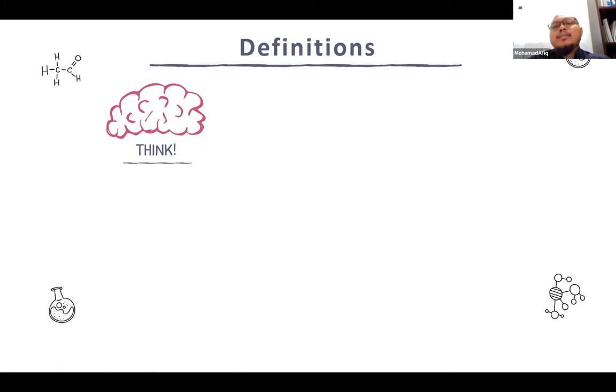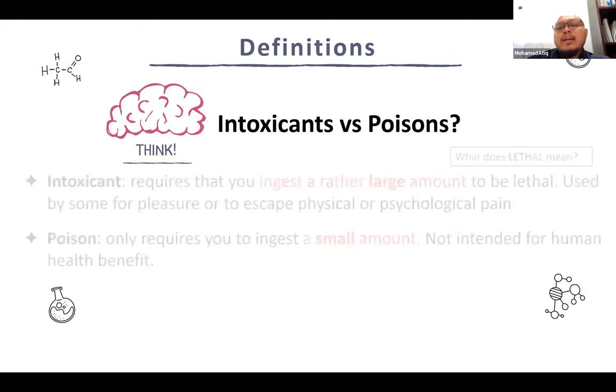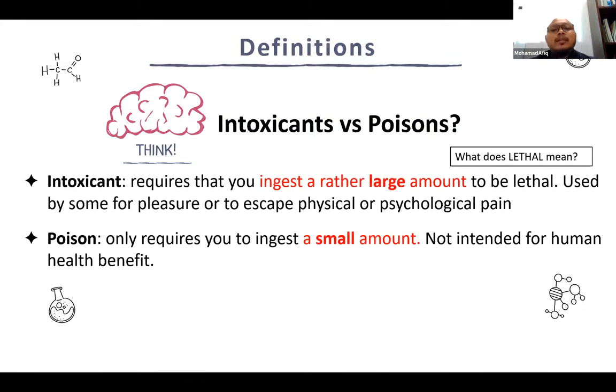The next one is intoxicants versus poisons. Intoxicants are actually used to give pleasure to humans, for example alcohol. Alcohol requires you to ingest a rather large amount to be lethal. For example, if you consume just one cup, it may not cause harm to you. But if you take about 10 cups in 1 hour, it may cause you some poisoning symptoms. But poison only requires you to ingest a small amount, and is not intended at all for human benefit.